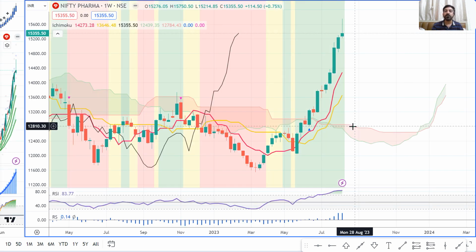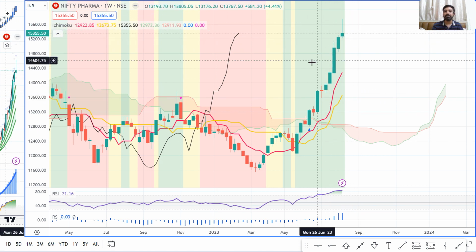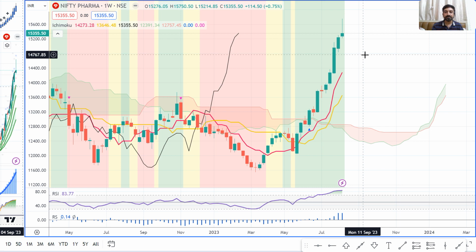Nifty Pharma has also given an amazing run up, and now it has formed a pin bar kind of formation at the top. It does not mean that it will fall from here, and it won't go up or anything like that. But you can be a little bit cautious over here. Maybe you can do some partial profit booking if you are holding pharma stocks, something like that.